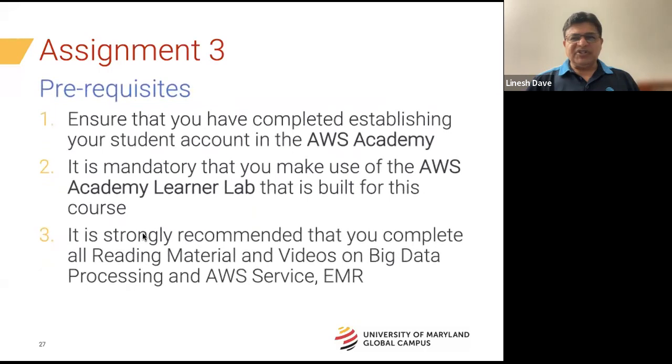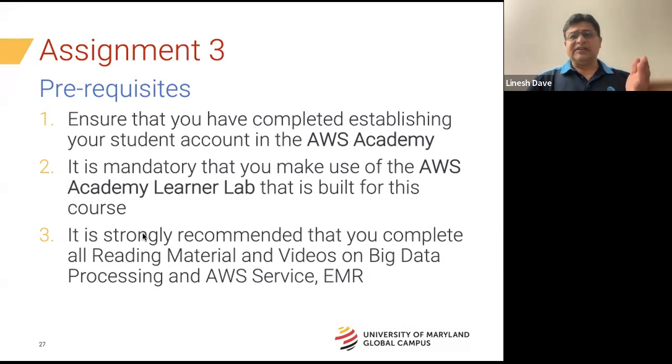Prerequisites: you're very much aware of all the prerequisites. Being part of AWS Academy, you know how to get into this, and I think you've already taken care of them. The only prerequisite you may not have gone through, which I want you to complete to make sure you're ready for this assignment, is all your reading material and videos on big data processing, AWS services, and EMR. If you get a chance, I strongly recommend going through the optional reading this time, please.